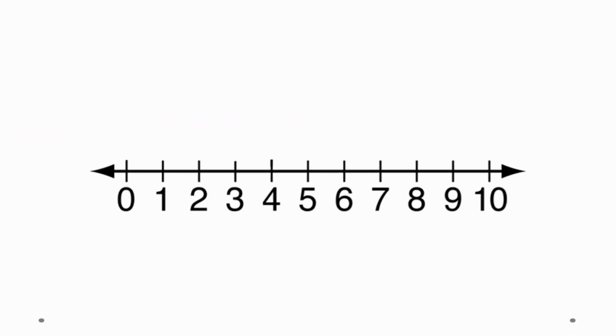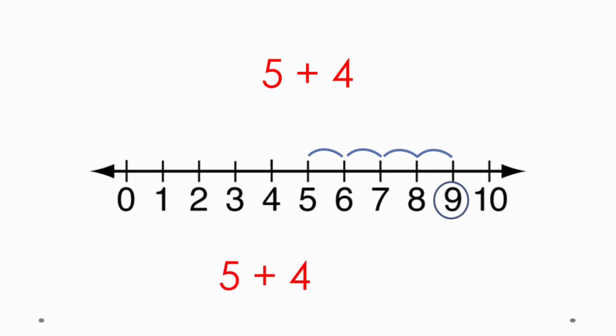Let's take another number, say 5 plus 4. As we had done earlier, we will start with the number 5 on the number line and move 4 spaces from there. This way we will land at number 9. So the sum of 5 plus 4 is 9.